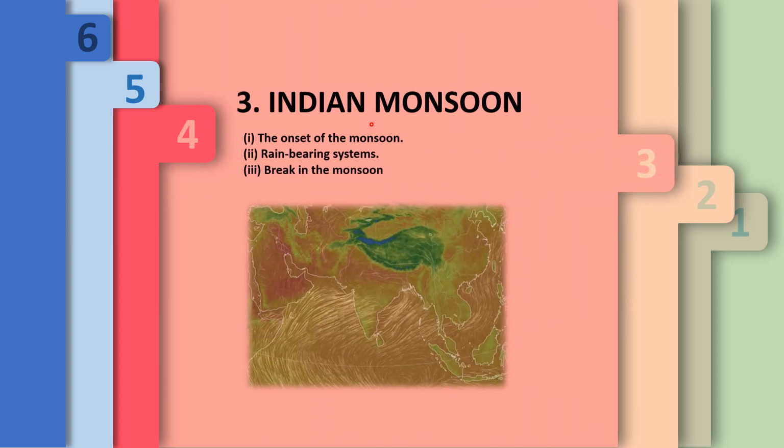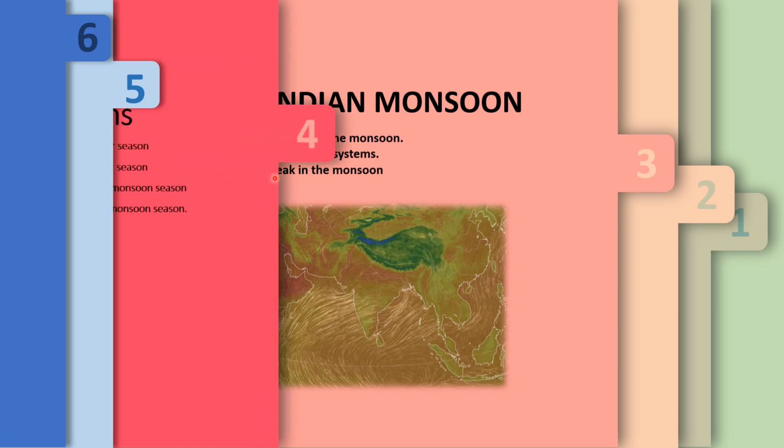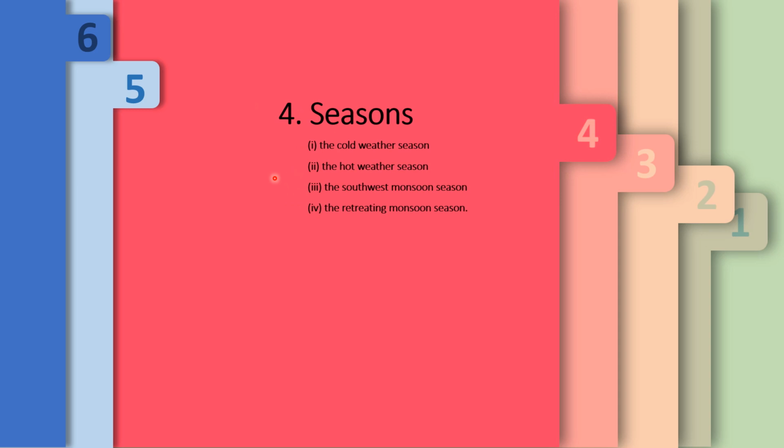The third one is the Indian monsoon. This topic I will explain under three subpoints on how the monsoon comes. I mean, what is the onset of monsoon? Second is the rain bearing system, and the third is the break in the monsoon. The fourth one, we will discuss the seasons. As we know, there are four seasons, not all over India, but in northern India you will find four seasons, and we will discuss them one by one.